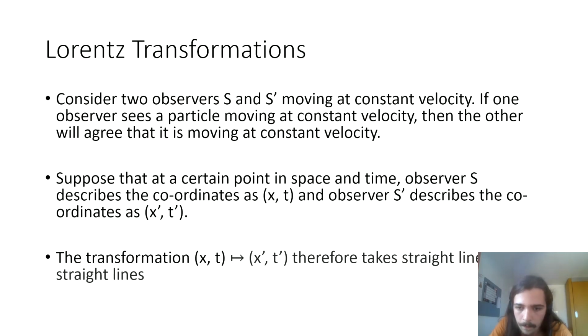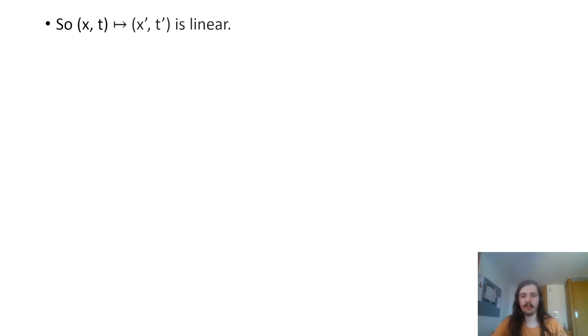And so the transformation x, t going to x prime, t prime therefore takes straight lines to straight lines. So if one observer sees something as a straight line, that will mean that the ratio of space to time is constant, which means that the particle's going at a constant velocity. And so the other observer will agree it's going at a constant velocity, and therefore will agree that it's also a straight line. But in mathematics, we have a word for a type of transformation of space that takes straight lines to straight lines, and it's called a linear transformation.